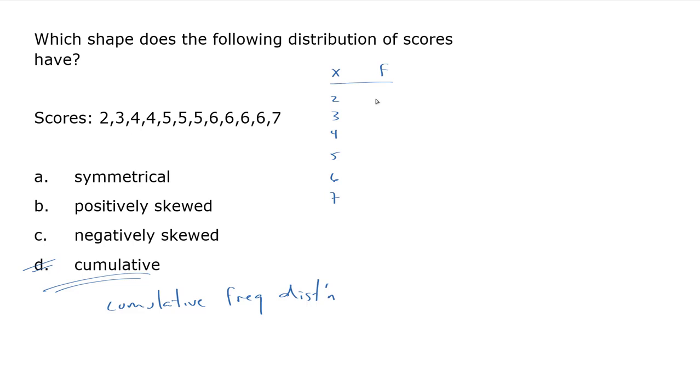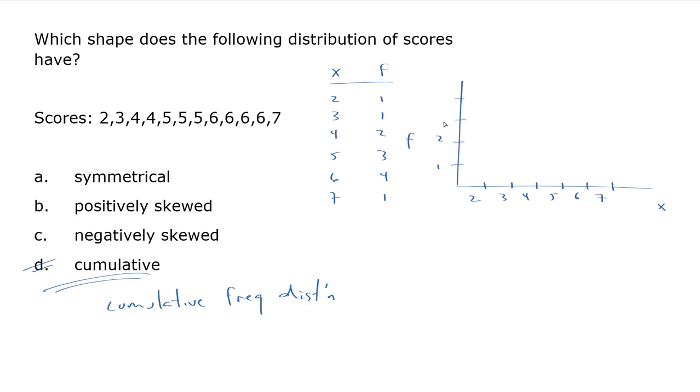So how many 2s do I have? I've got 1 two, I've got 1 three, 2 fours, 3 fives, 4 sixes, and 1 seven. So when I draw this, I'll have my 2s, 3s, 4s, 5s, 6s, and 7s. Your scores always go along the x-axis, and frequencies go along the y-axis.